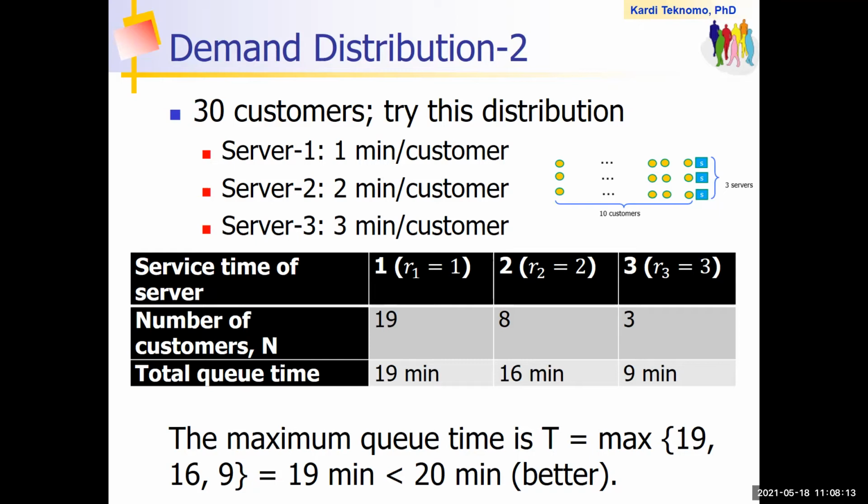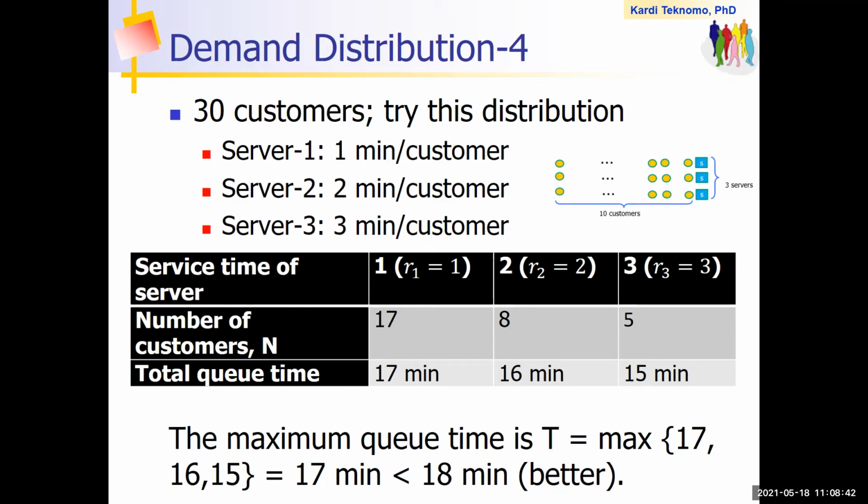What do you think? A little bit. How? Two customers from server 1 to server 3. And then it will become 17 minutes, 16 minutes, and 15 minutes. Okay, so I try here 18, 8, and 4, I get 18 minutes, right? And I got here 17, 8, and 5, again I get 17 minutes. So this is much, much better, right?